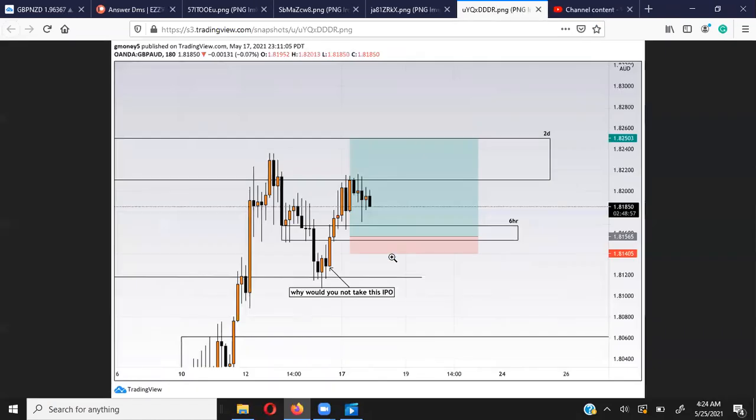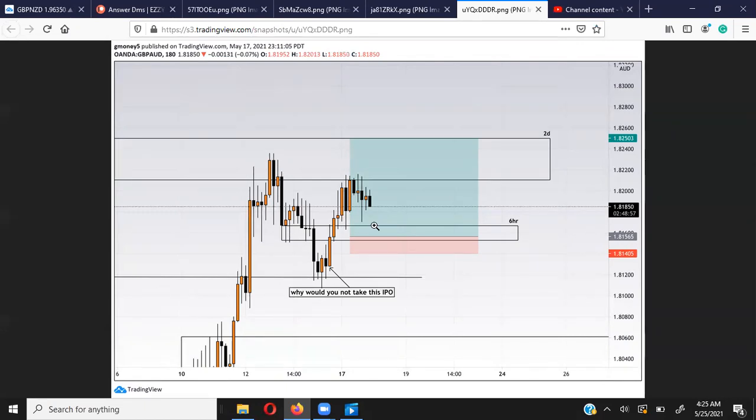This is GBP AUD looking for a break and retest. So why would you not take this IPO? For the simple fact that we already have an IPO in this area. We just broke it, we retested. So if I'm looking to do anything, I would respect the order that it comes from.